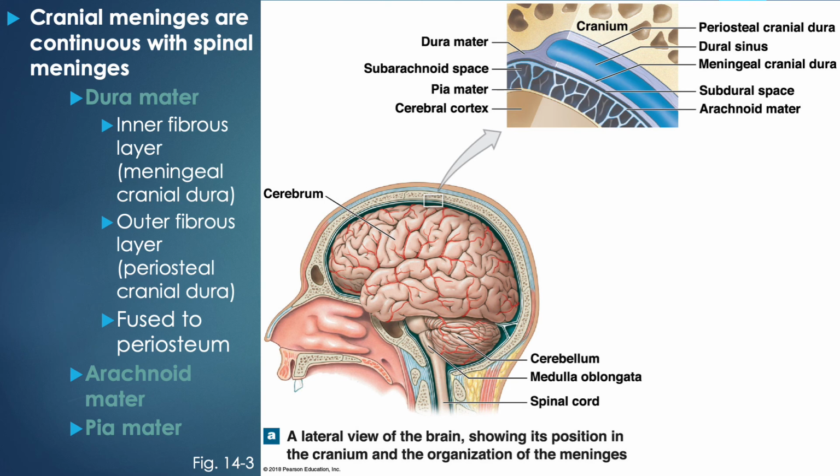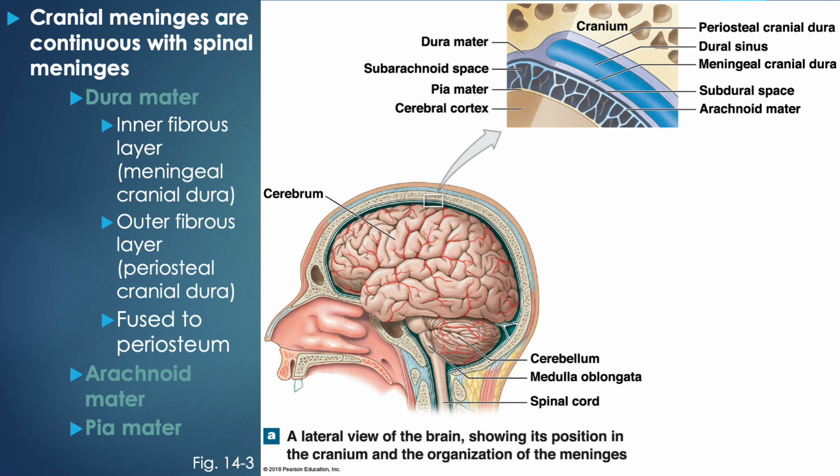And this would make sense because the outer layer is closest to the cranium, which is the skull, right? So periosteal, peri meaning around, and osteal meaning bone. So I think that's fair enough. And this is going to be fused to the periosteum, so it's not going to be easily separable. We also have arachnoid mater, which is a little bit closer to the brain, and then the pia mater, which is that very fine material right up upon the brain.